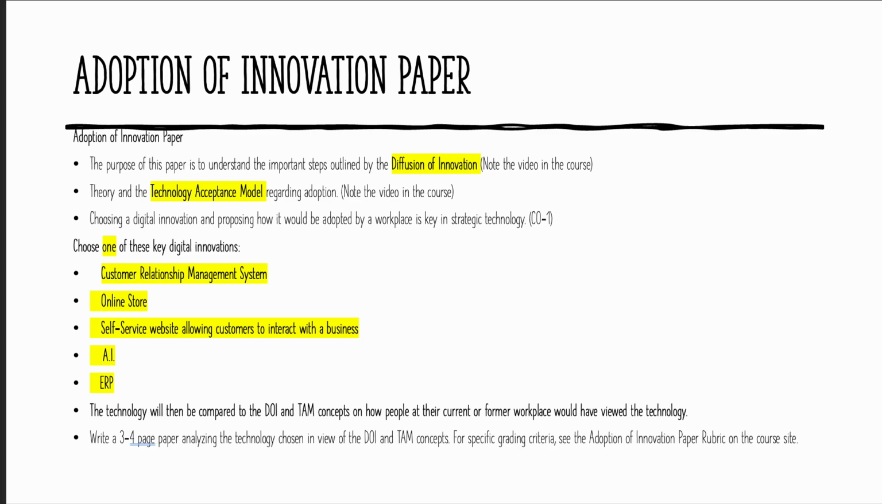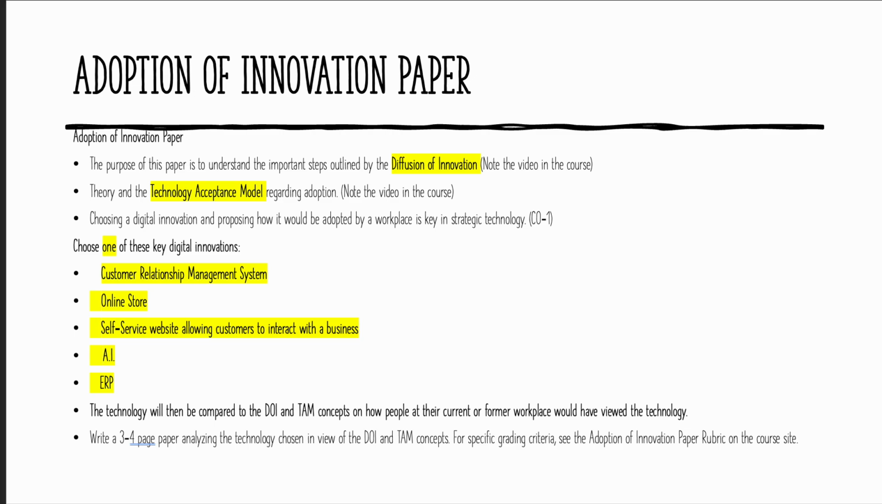Choose one of these digital innovations. Okay, so one of them. CRM systems, customer relationship management. And again, you might have to do a little research online, but it's pretty quick and easy. Online stores. Think Amazon. Think pretty much anybody has an online store. Self-service website allowing customers to interact with the business. Again, self-service. Could be investments. Okay. AI is a very hot topic right now. This is changing. Even in the last few months, it's picked up speed. That might be one of great interest to you.